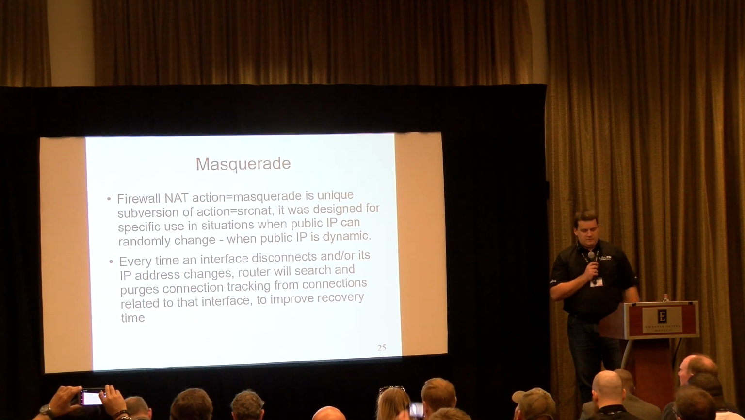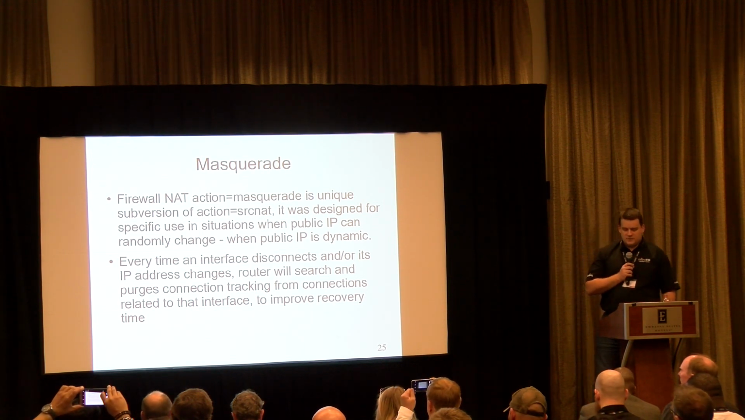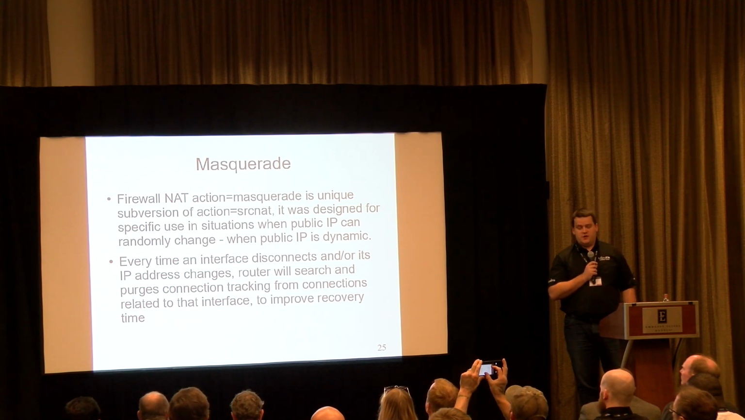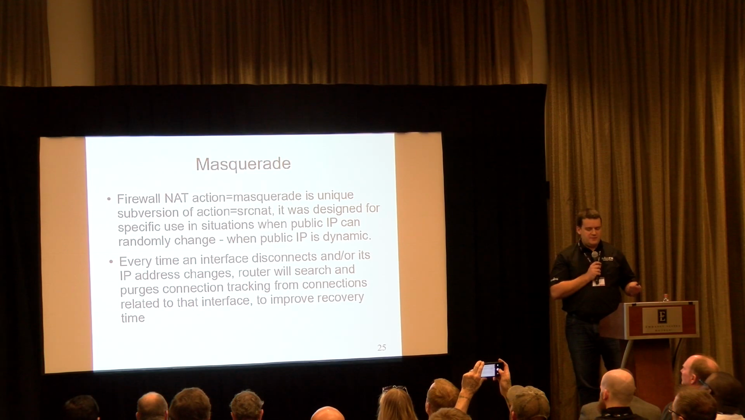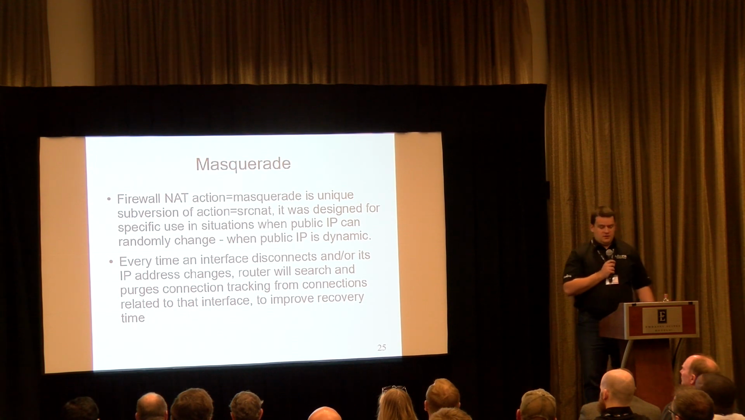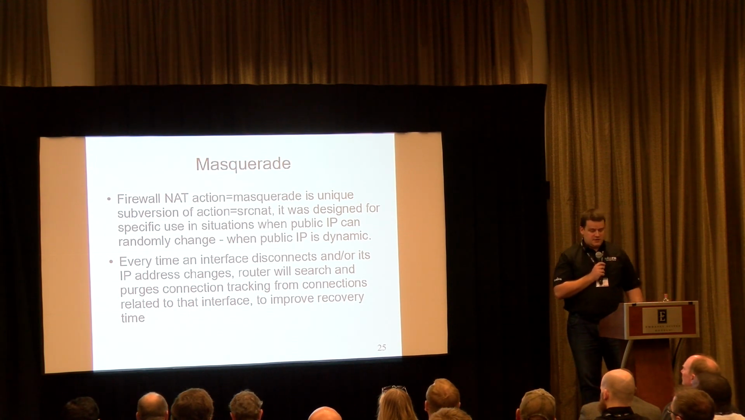So, what is Masquerade? Masquerade is actually a unique subversion of action source NAT, and it was designed to be used in a specific situation when your public IP address can randomly change. So the IP address is dynamic, or the WAN interface is dynamic, like PPPoE or something like that.